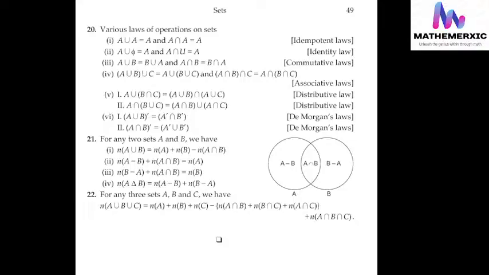Whenever we have three sets, the number of elements of A union B union C will be equal to the number of elements of A, B, C separately added, that is n(A) plus n(B) plus n(C), plus n(A intersection B intersection C). Then we subtract n(A intersection B), n(B intersection C), and n(A intersection C), all in the subtraction part. Okay, so that is the set theory part we are covering right now.